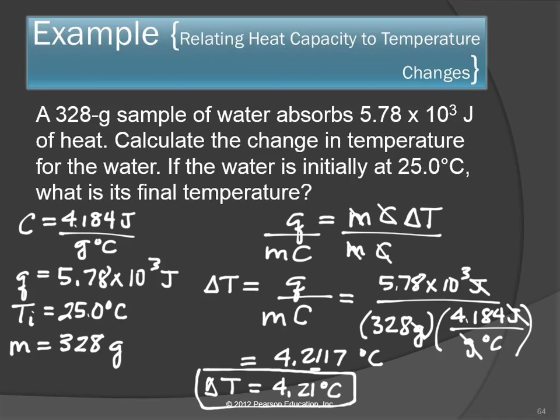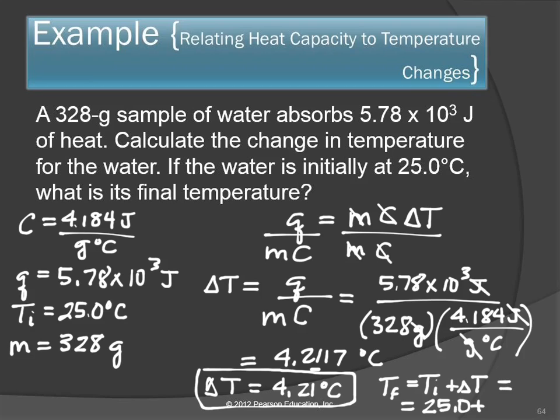But the other thing it asks for is the final temperature. So the final temperature equals the initial temperature plus the change. And that should make sense. You start at one temperature, you change it, and it might be going up because it's a positive change, or it might be going down because it's a negative change. And then what you get is the final temperature. So it's the initial temperature plus the change. Oh, there's just not enough room on these slides.